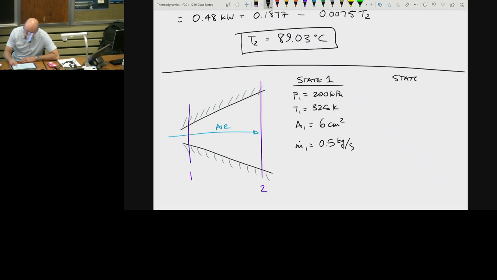And we're told at state 2, the pressure P2 is equal to 100 kilopascals. And we're told the velocity V2 is equal to 250 meters per second.